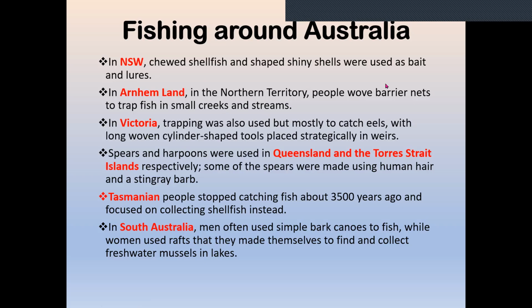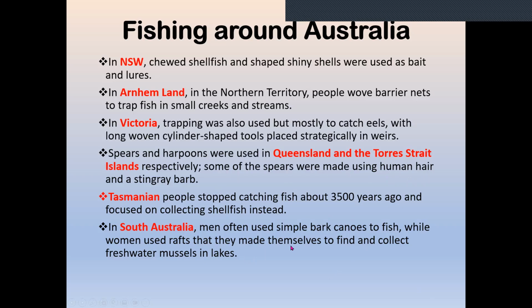And the people, they wove these barrier nets to trap fish. So we saw that in Victoria, mostly the eels. In Queensland, Torres Strait, they used spears and harpoons. And some of the spears were made using human hair and stingray barbs. In Tassie, they stopped catching fish about 3,500 years ago and focused on shellfish. Because in Tassie, there are lots of these middens where they threw the shellfish once they'd eaten its contents.